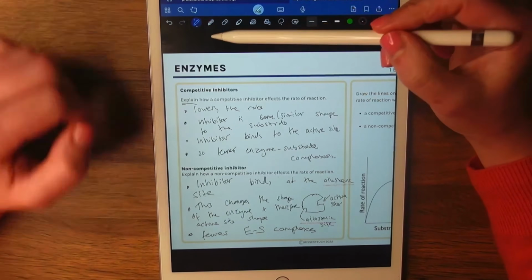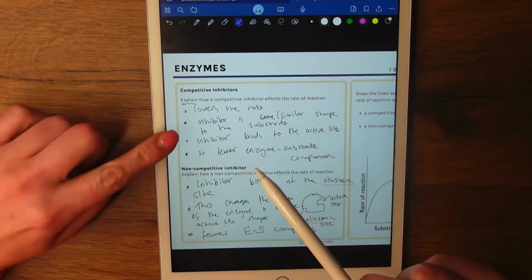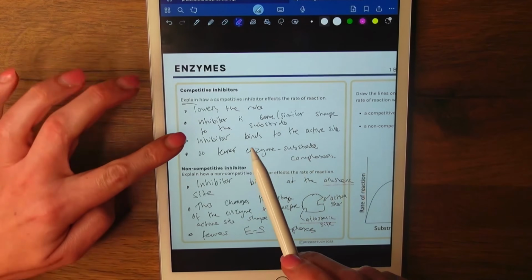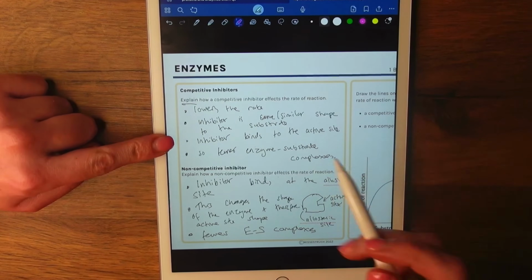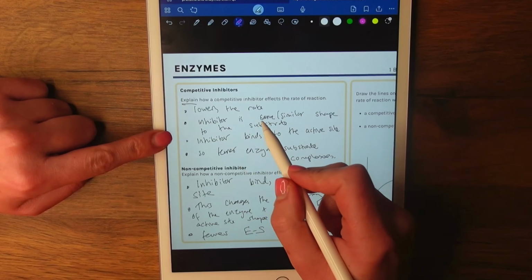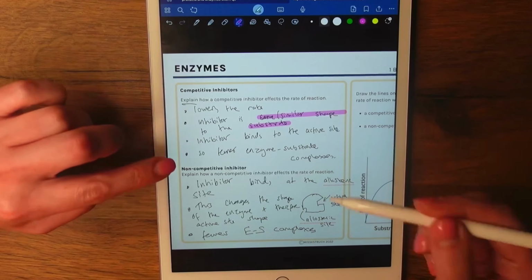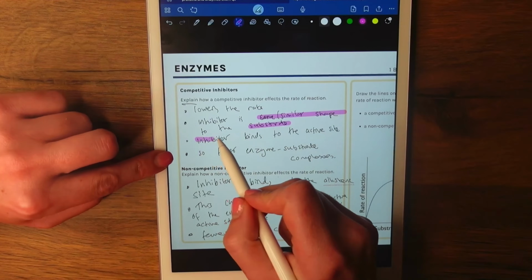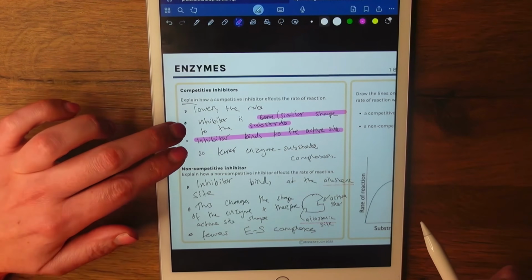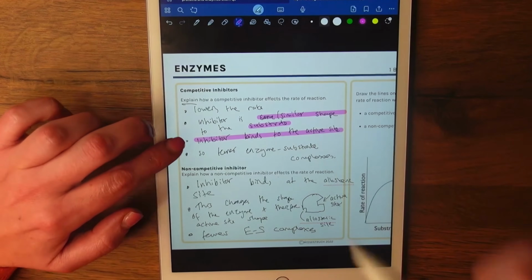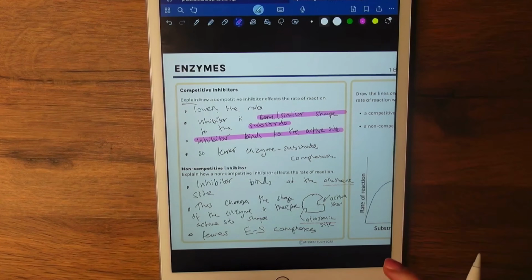One thing I do just want to point out that AQA are really particular on the mark scheme to do with competitive inhibitors is these 2 bullet points are both worth a separate mark. So you would have to say the inhibitor is the same or similar shape to the substrate. And then for another mark, that means the inhibitor binds to the active site. So those are 2 different marking points. So making sure you definitely have one talking about the shape and one about it binding.